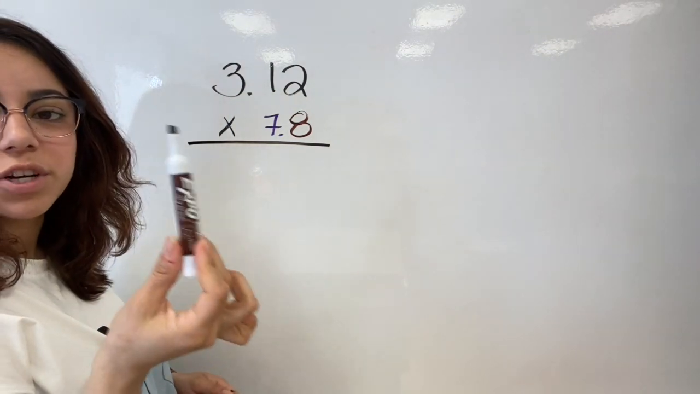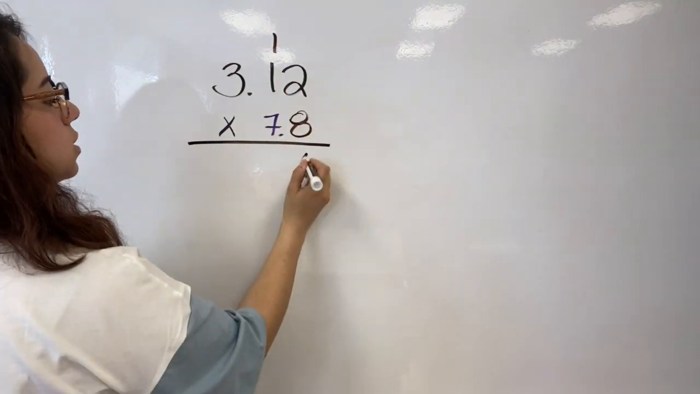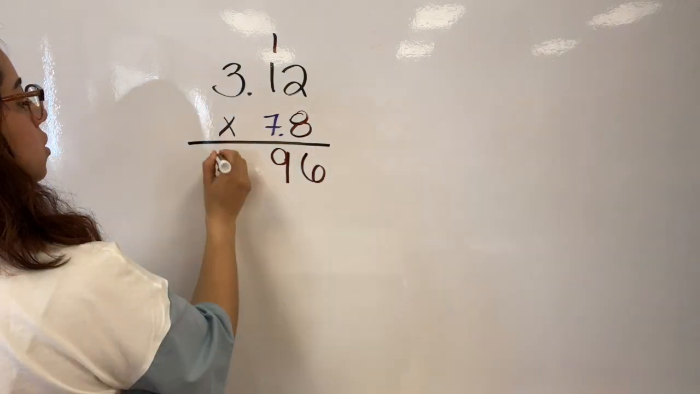Again, I'm going to be doing the first one in the brown marker. So that's the one dealing with the 8. 8 times 2 gives us 16. 8 times 1, 8 plus 1 gives us 9. 8 times 3, 24.